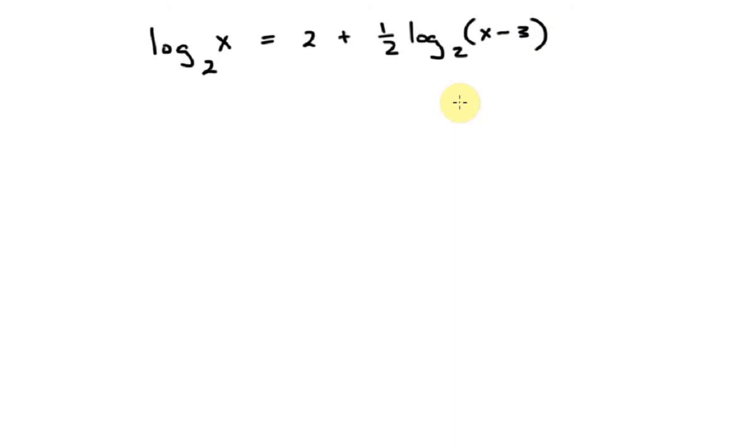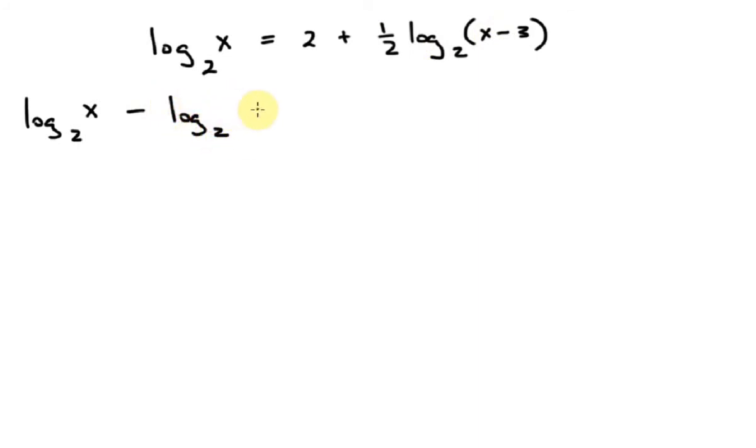All right, very similar to the previous one. I see I have a log base 2 on the left side, and I got a log base 2 with some other stuff happening on the right side. Why don't we bring those two logarithms together on the same side? So I'm going to subtract this logarithm here, and at the same time, I'm going to bring this 1/2 inside the logarithm, okay? And so it's going to look like this.